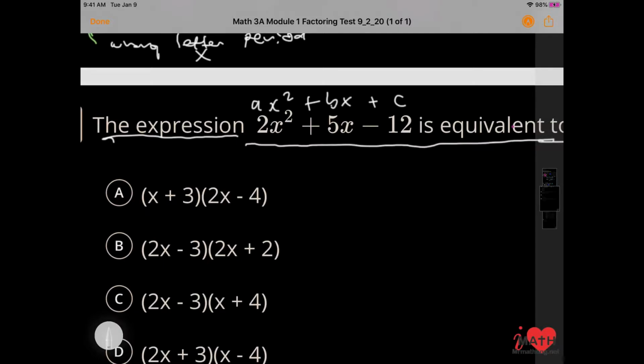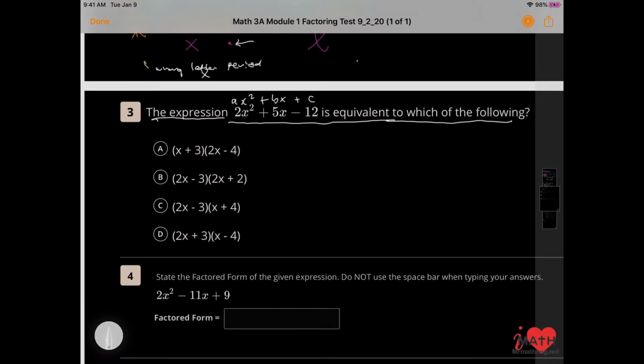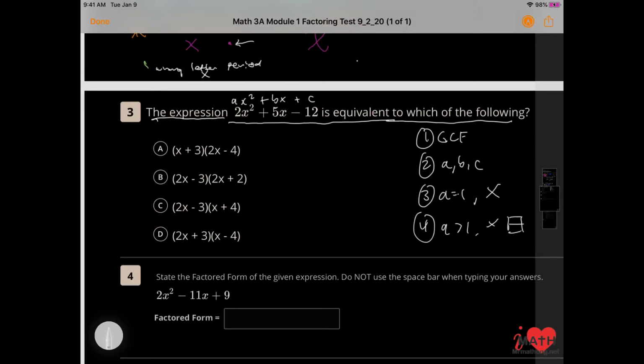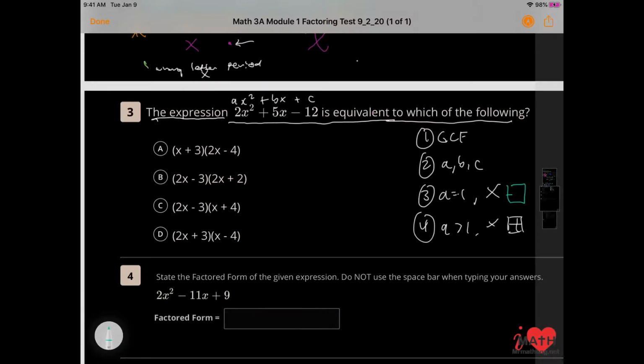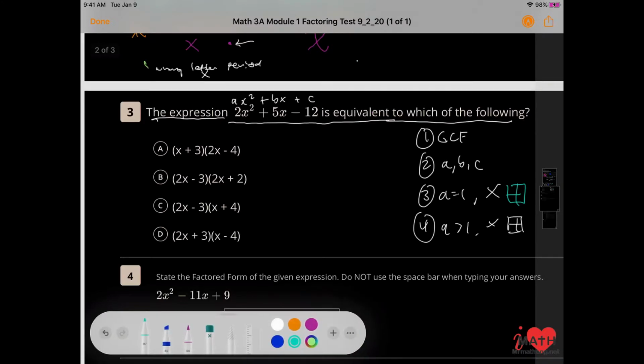Now, before I do that, the first thing we should always do, let's just review, from the factoring flowchart, is always figure out the GCF. And then you're always looking for the A, B's, and C's. And then if your A is equal to 1, you're going to use the X. But if your A value is greater than 1, then you will use both the X and the box. Now, it is possible for A equals 1 to use the box. Okay? It'll still work, but the shortcut is right there. Okay, so let's go ahead and do this problem.